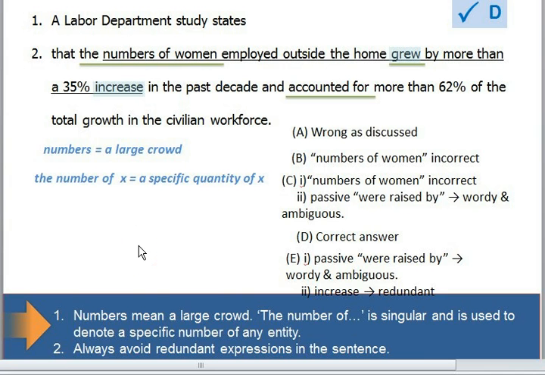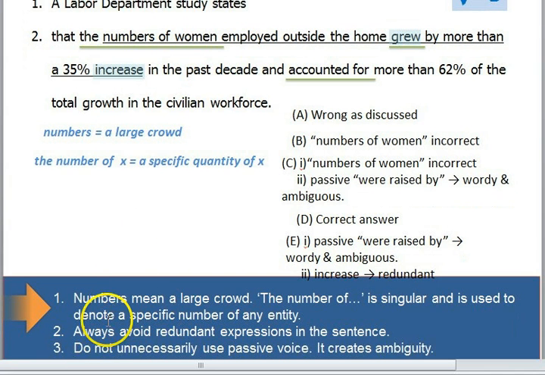We must avoid redundant expressions in the sentence to keep it concise, and we must avoid using passive voice unnecessarily because it can create ambiguity. So whenever the sentence needs the usage of passive voice, we should only use it then.